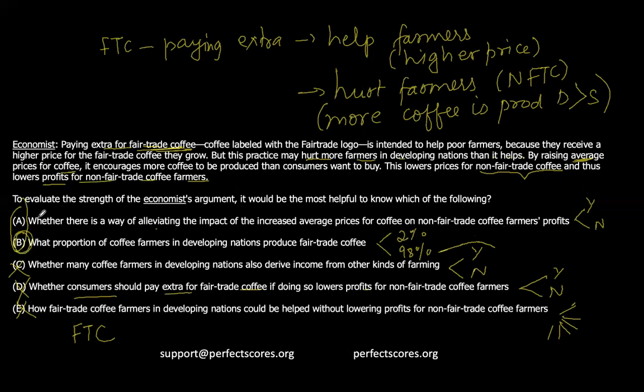Okay, Priyanka, did you understand? Did you get B as well? Yeah. Okay, so A is definitely gone. So why is A eliminated? Is there a way of alleviating the impact of prices? If there is a way, or if there is not a way, it doesn't really strengthen the argument or weaken it. So A also doesn't matter because we're talking about the impact of increased average prices. In any case, in option A, average prices are still being increased, but we don't have anything to do with the impact of those increased prices. So A is eliminated.